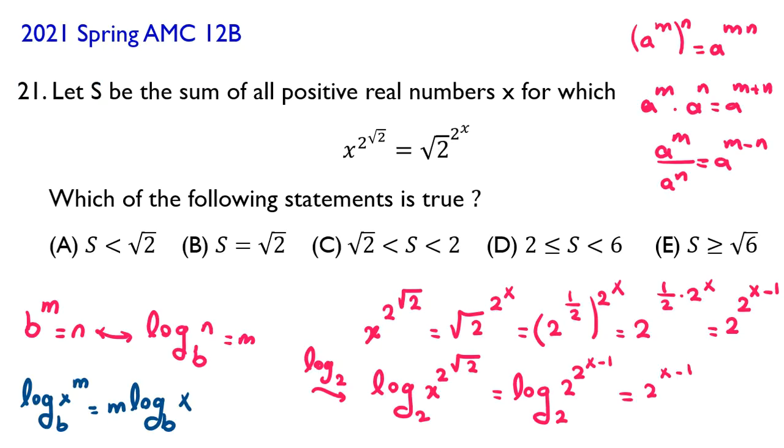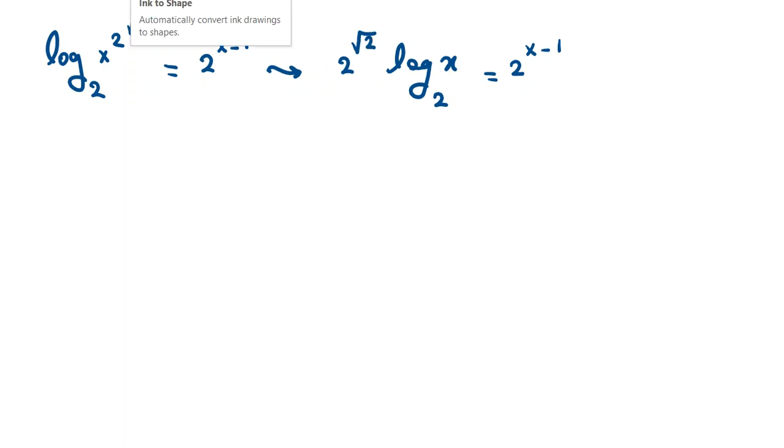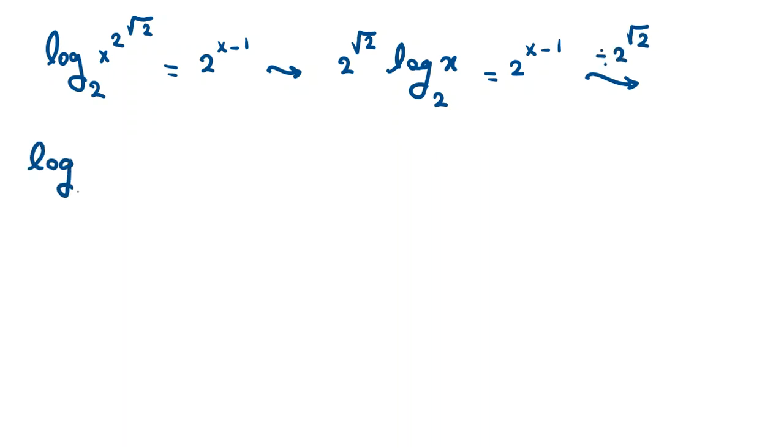Log 2 of x to the 2 root 2 equals 2 to the x minus 1. And by the rule, you can take the power in front of log. If you apply it to the left hand side, it will be 2 root 2 log 2 of x equals 2 to the x minus 1. Let me correct something: here it is 2 to the root 2, so it's not 2 multiplied by root 2. Now we divide both sides by 2 to the root 2. It will be log 2 of x equals 2 to the x minus 1 minus root 2.